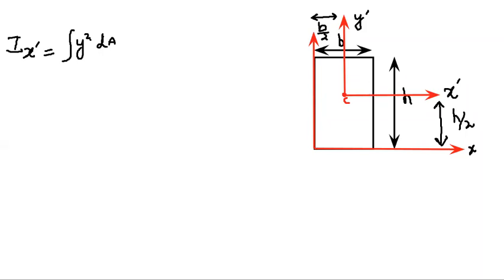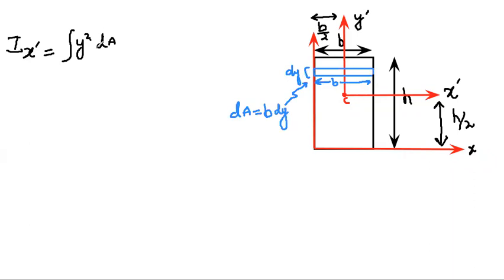So first of all, we have to locate our area element. Since we have to find the moment of inertia about the x-axis, we'll be translating along the y-axis, so our area element should be like this. This is our small area element. Its width is b, and the distance along the y-axis is very small; let's call this dy. Therefore, dA is equal to b dy.